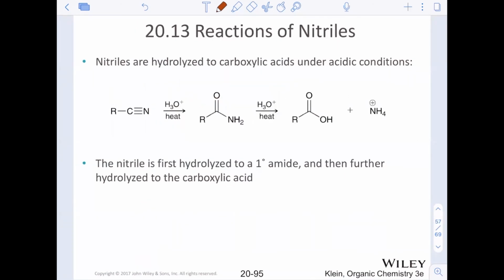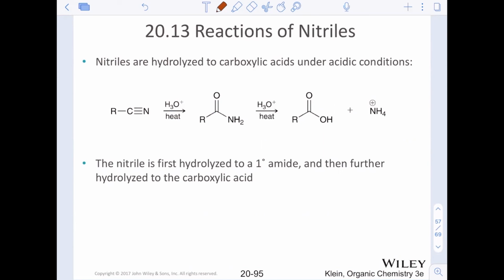Your book does go through the mechanism, however, not as important for us. It does include a nucleophilic attack and some rearrangements. However, we're going to just know this transformation for nitriles.